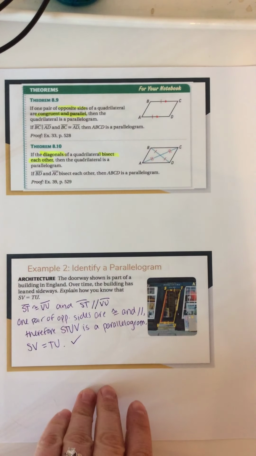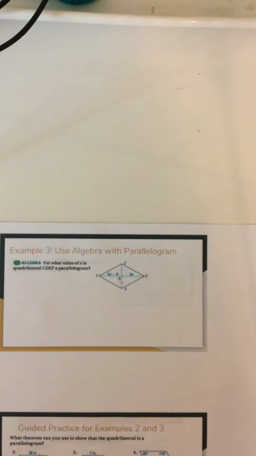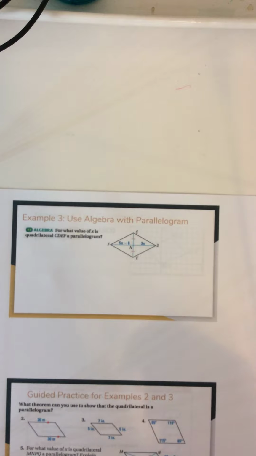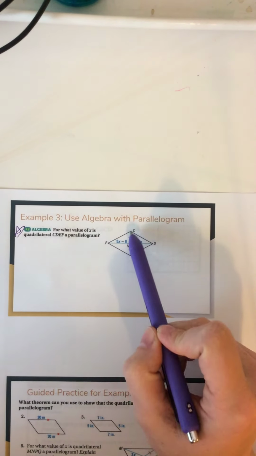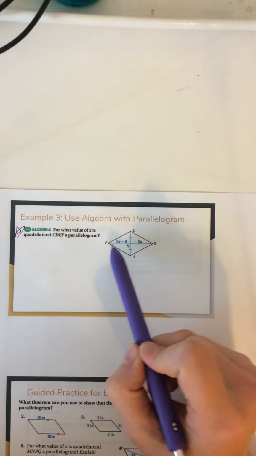So let's see one with a little bit more math involved. Again, this is a very common type of question for you to be asked. And we actually really like this type of question here. For what value of x is quadrilateral CDEF a parallelogram? Well, looking at it, they gave us our diagonals, and we know that diagonals in a parallelogram need to bisect each other, meaning it cuts it in half. It cuts into two equal pieces.